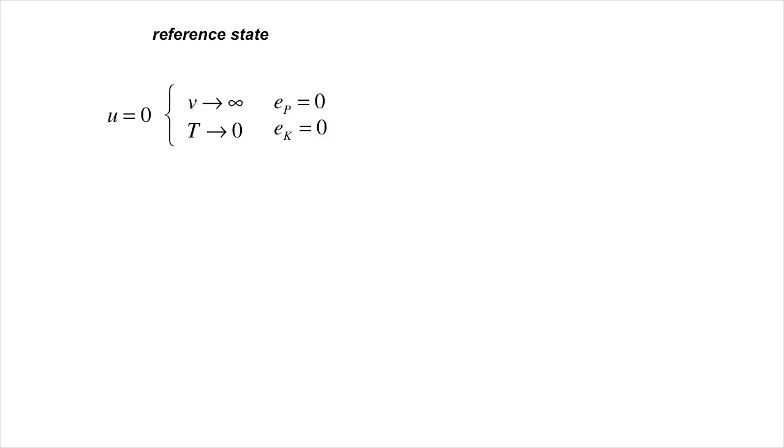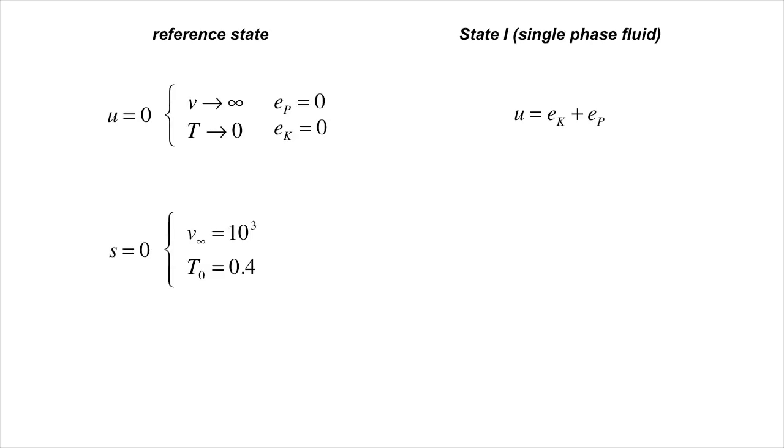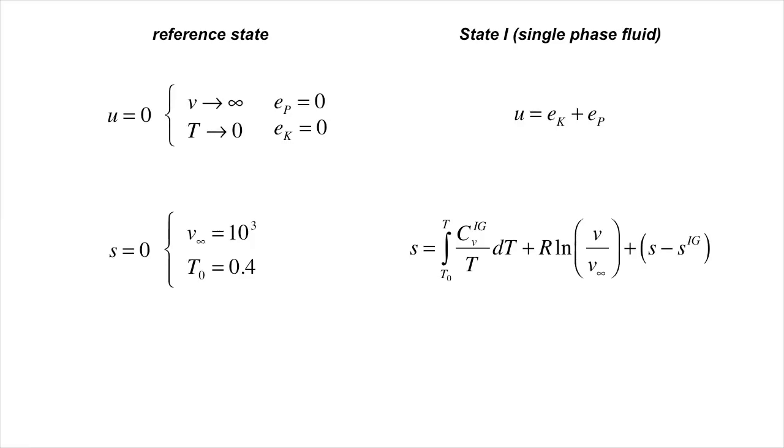Since we expect entropy to scale as the log of volume and the log of temperature, we can't really pick 0 or infinity as a reference state. Thus, for entropy, let's define S equals 0 at T equals 0.4 and V equals V infinity, where we set V infinity to a very large value, where the gas is close to ideal, for example, 1000. With these selections, we can express U as Ek plus Ep, while S is the integral of Cv over T dT plus R log of V over V infinity, plus entropy departure.